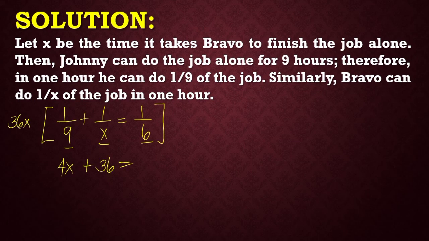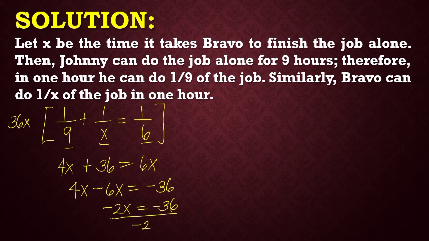And then, 36x dito sa 6. So, ang common factor nila is 6. So, 36 divided by 6, that is 6. And then, yung x. Now, 4x minus 6x is equal to negative 36. So, 4x minus 6x, that is negative 2x, equals negative 36. So, we divide the whole equation by negative 2. So, that is x equals 18. Meaning, Bravo can finish the job alone in 18 hours.